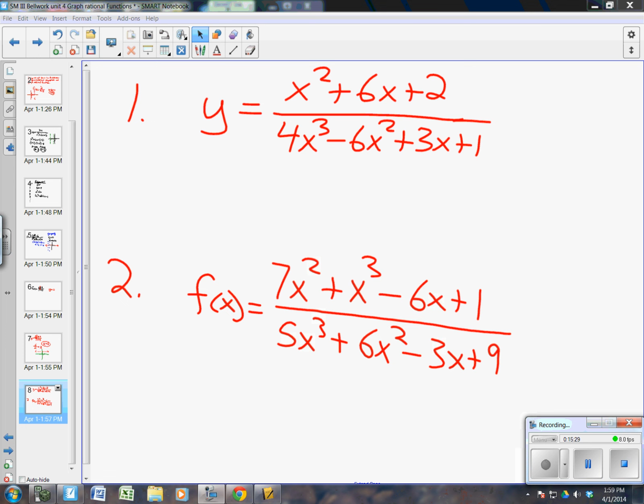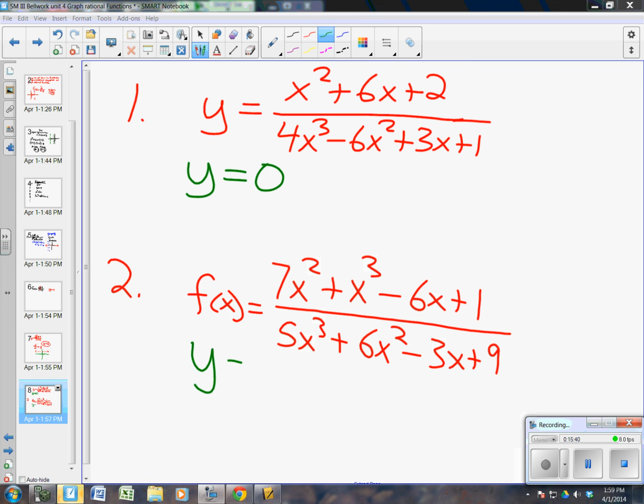Okay, top one, number one, what'd you guys get? Okay, there is a horizontal at y equals 0. Bottom one, what'd you get? How many of you guys got 1/5 at the bottom? Yeah, because for this one, the degree of the numerator and the denominator are 3, and you take 1 divided by 5. So y equals 1/5. That's barely above the x-axis, parallel to the x-axis. Any questions there?